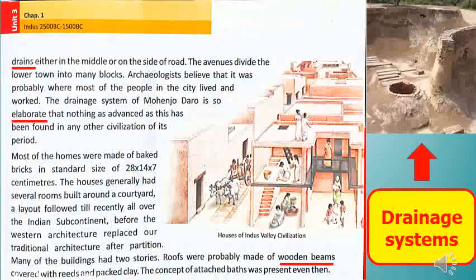Moving on to our next paragraphs, the avenues had drains either in the middle or on the side of the road. Drains are basically pipes that carry extra or surplus liquid or water. So please underline this line. The avenues divide the lower town into many blocks.